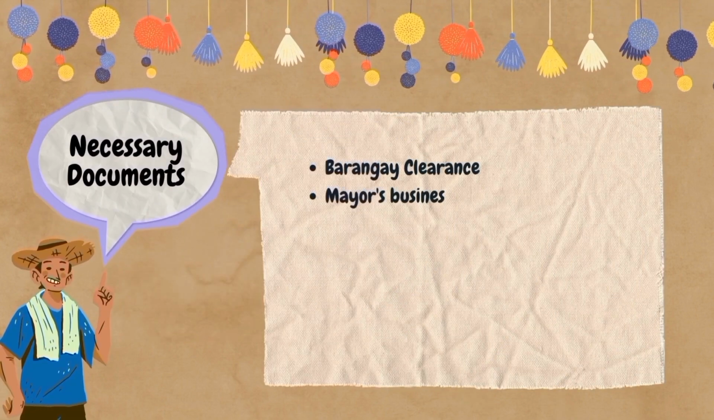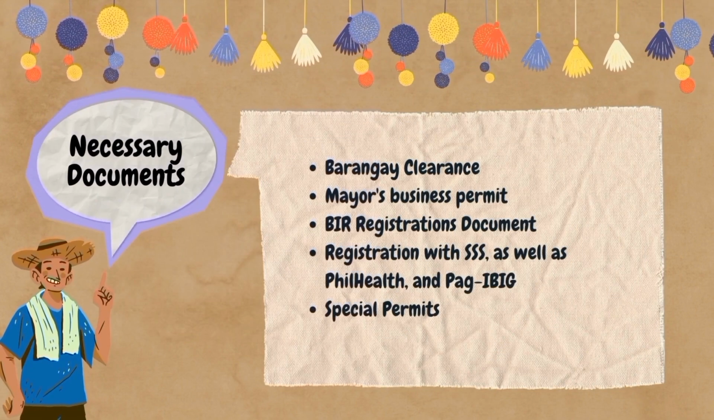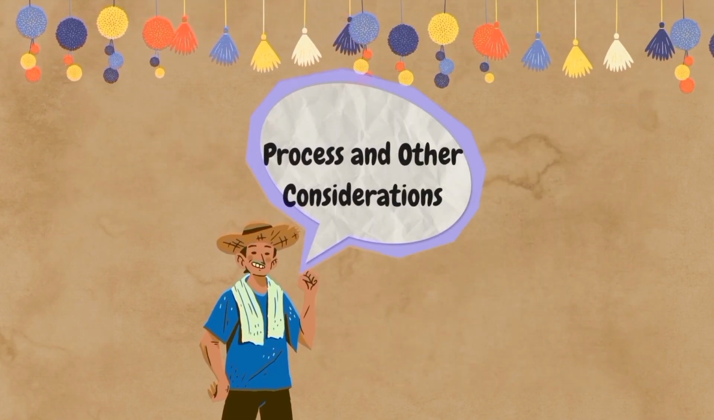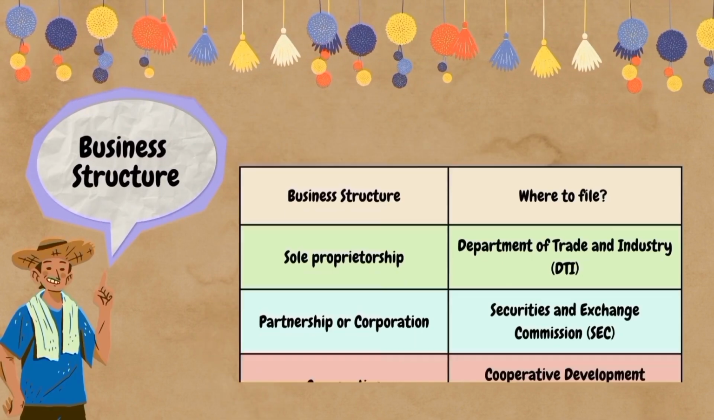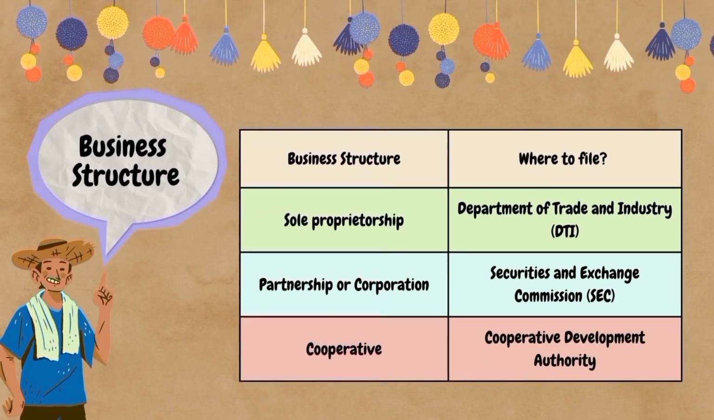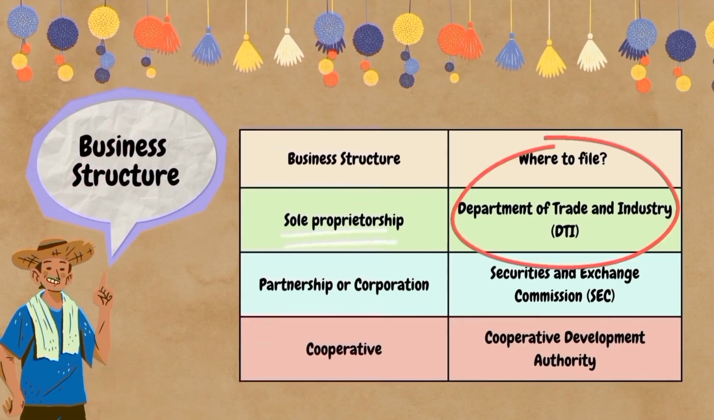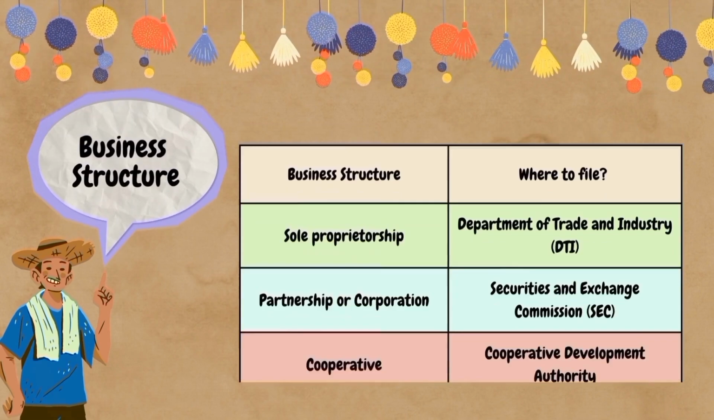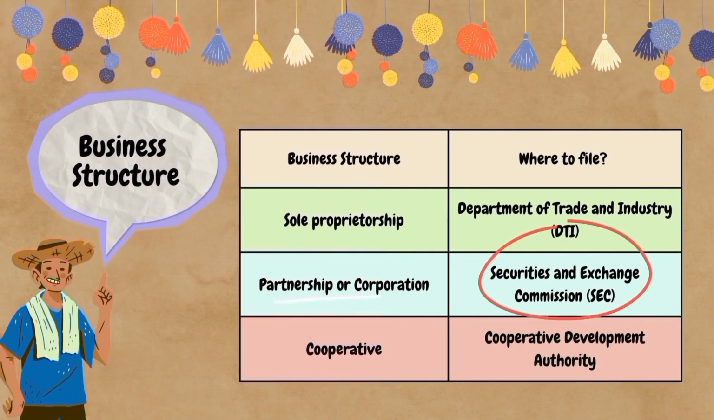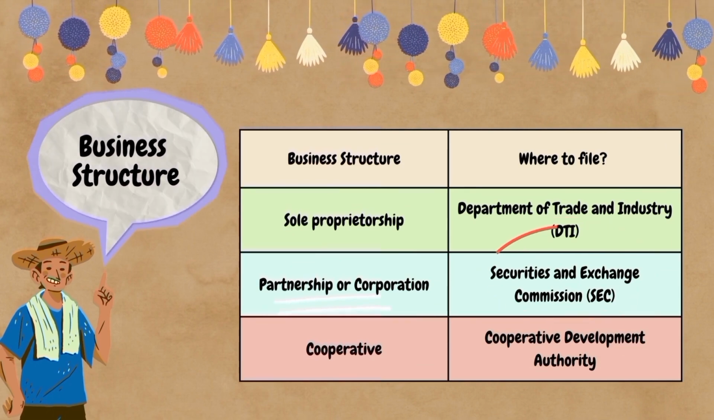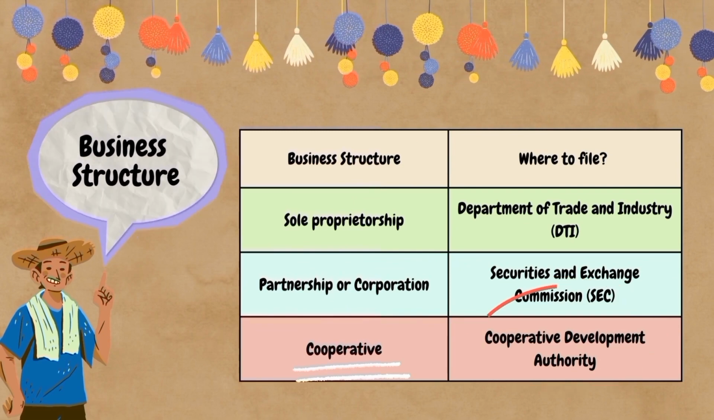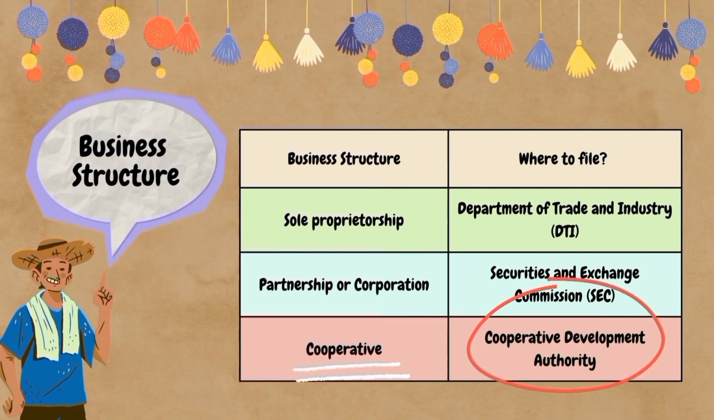Appearing on your screen is a quick overview of the necessary documents. For us to be properly guided, we might as well consider the following processes and other considerations. First off, figuring out the business structure. If the business is a sole proprietorship, file the business name with the Department of Trade and Industry. If the business is a partnership or corporation, file the business name with the Securities and Exchange Commission. Lastly, if the business is a cooperative, file the business name with the Cooperative Development Authority.